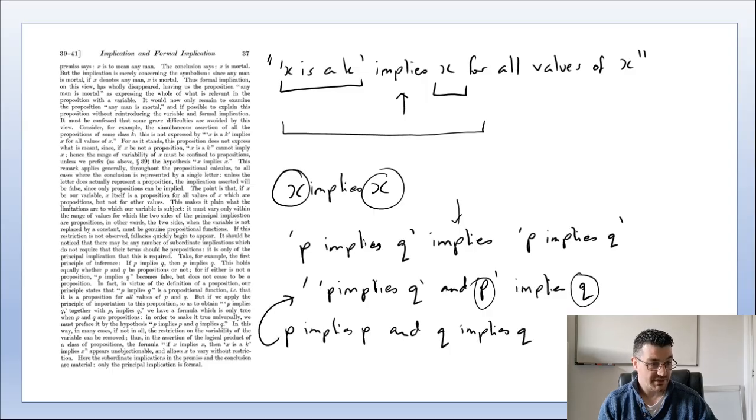So we kind of need to insert that in here to make it valid. Okay, we need to ensure that for this, it's kind of a formal implication that we're trying to make between P implies Q implies P implies Q implies P implies Q and P implies Q. That would not be a formal implication.